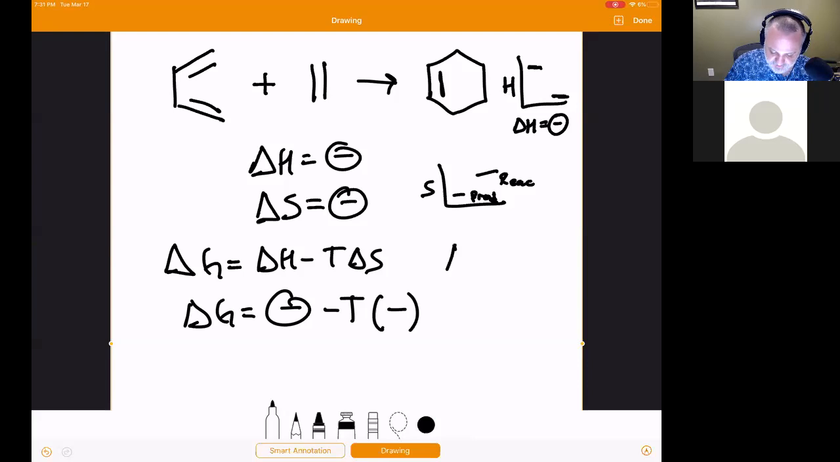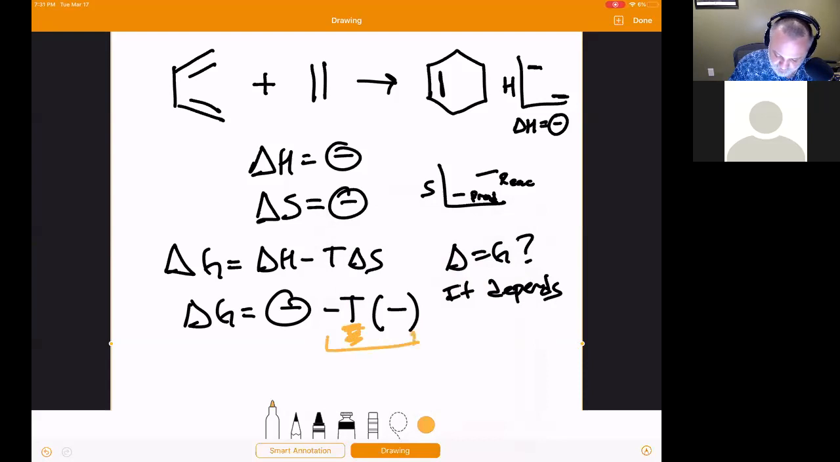So what is delta G going to be? Well, it depends. It depends on the temperature. What does this term end up being? Well, it ends up being a positive term. Negative times a negative is a positive. So do we want this term to be low or high? Well, we want this term to be small. If the term is small, then delta G will be negative.